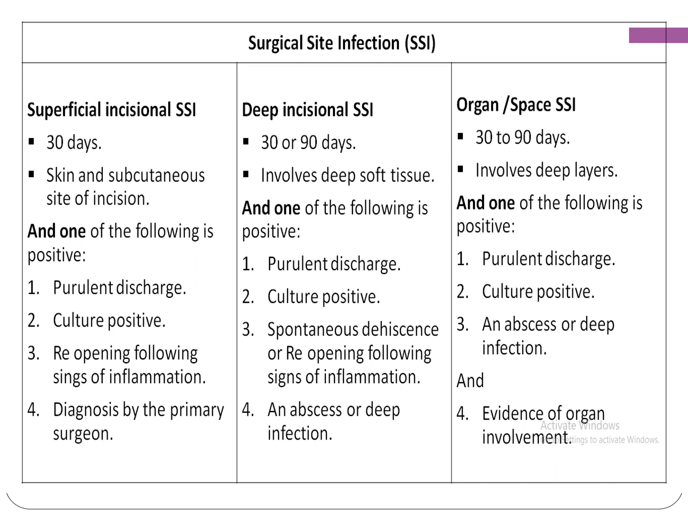While organ space SSI occurs 30 to 90 days post-operation, it involves deep layers, and any one of the following is positive: purulent discharge, culture positive, abscess or deep infection, and evidence of organ involvement.